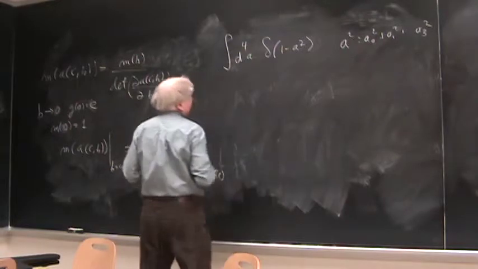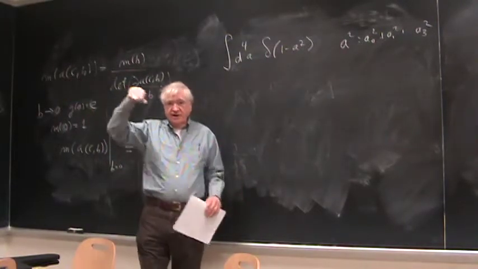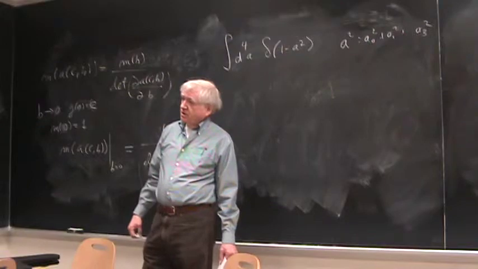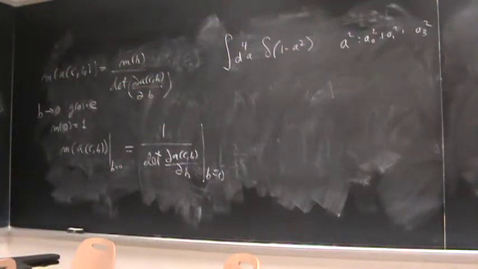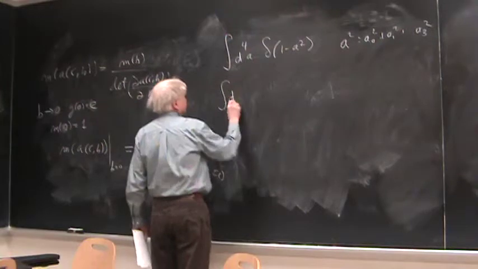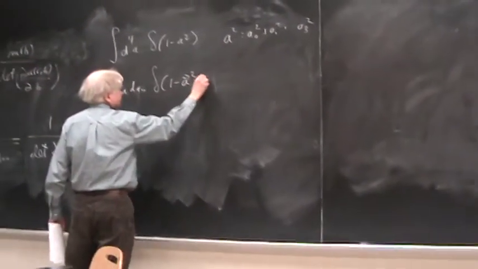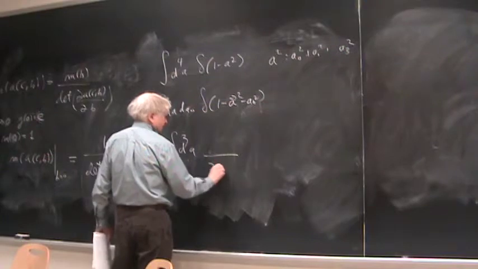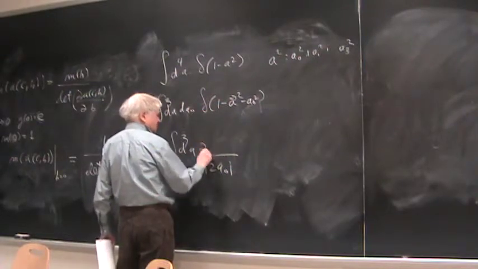Now, it's stupid to keep four variables when you can get away with three. Although we've got that plus or minus there. You'll get the same thing once you use up the delta function. What you can do is say this is the integral d^3a times da0, and this is delta of 1 minus a vector squared minus a0 squared. So then this is d^3a over 2|a0|, but it occurs twice because it can be plus or minus, so it's 2 over that.